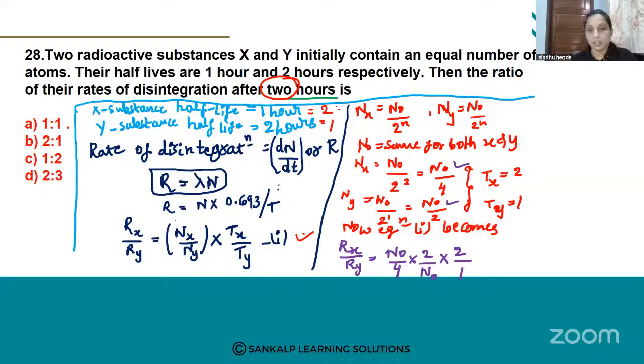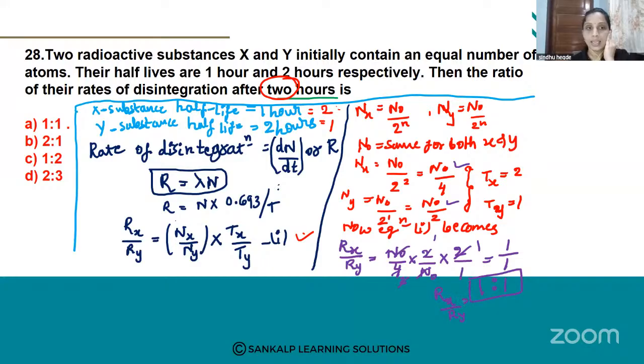See here, 2 1s are 2 1s, again 2 1s are 2 1s. So N naught also cancels out. What is remaining? 1 by 1 is remaining. So here it is in the ratio of 1 raised to 1. This is the rate of disintegration for x substance and y substance.